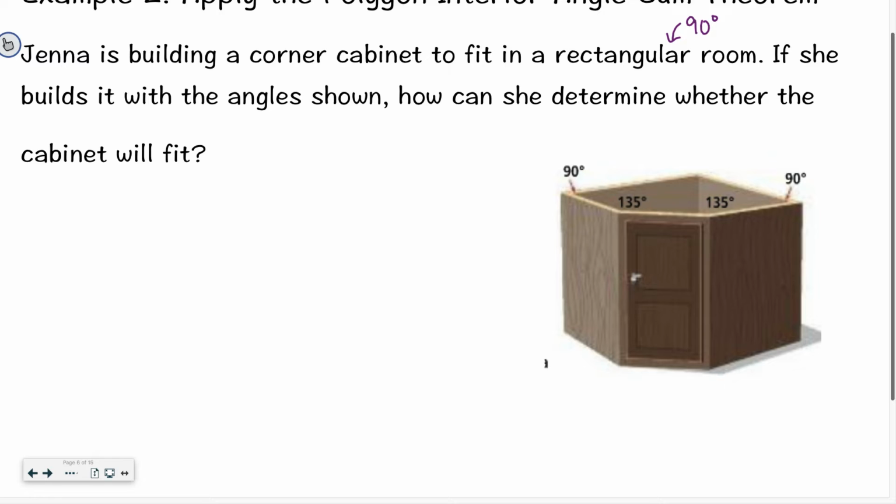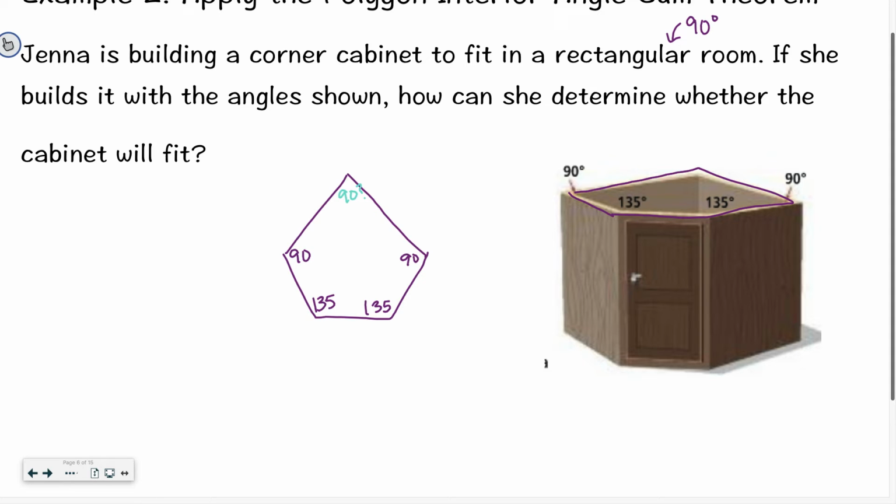Rectangles have all 90-degree angles. Okay, so if she builds it with the angles shown, how can she determine whether the cabinet will fit? So I'm going to draw this pentagon shape that we have going on there. We have 1, 2, 3, 4, 5 sides. And I know that this is 90, this is 135, 135, and this is 90. And I want to know, is this going to fit in that corner? So I want to know, is this angle also 90?